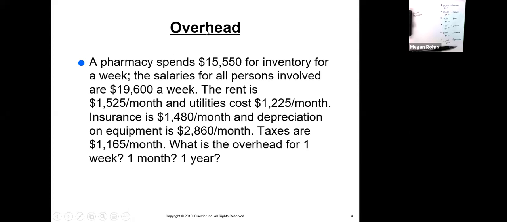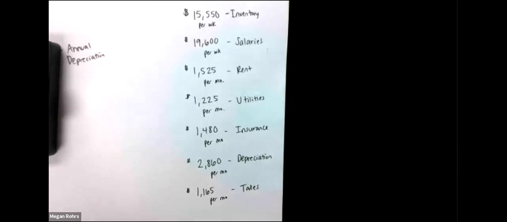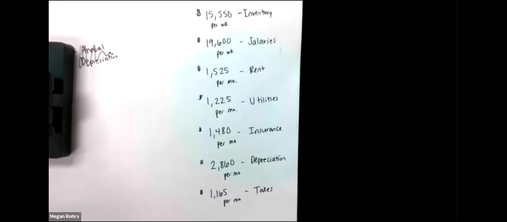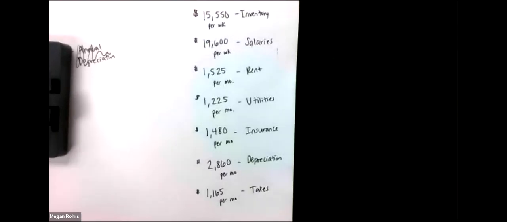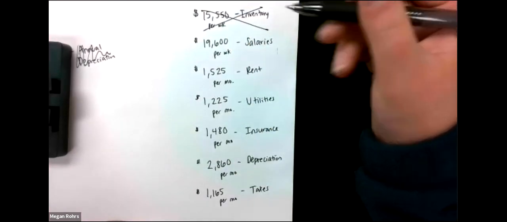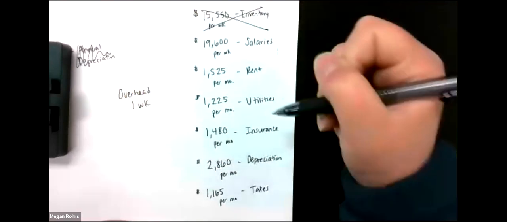Now, let's take a look here. So I've just transferred all of these costs down here, so we can still see all of these. So the question was, what is the overhead for 1 week? So remember, overhead includes all costs of doing business except for the inventory. So what we don't need to worry about is the inventory. And they wanted the overhead for 1 week.